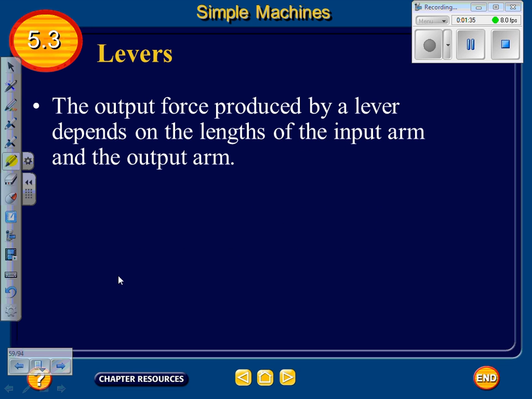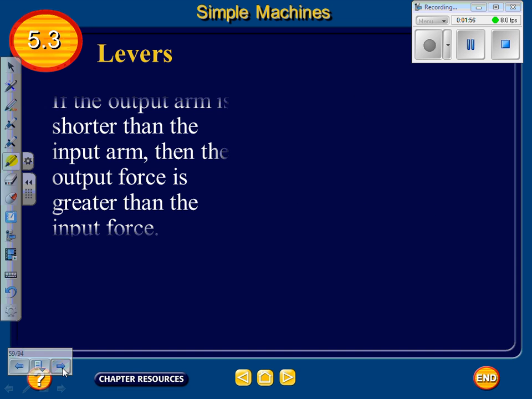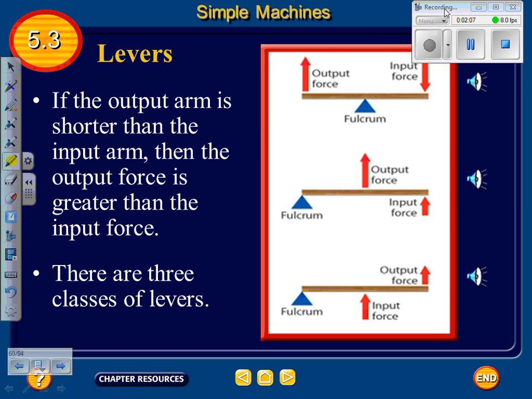The output force produced by the lever depends on the lengths of the input arm and the output arm. If the output arm is longer than the input arm, the law of conservation of energy requires that the output force be less than the input force. If the output arm is shorter than the input arm, then the output force is greater than the input force. There are 3 classes of levers.